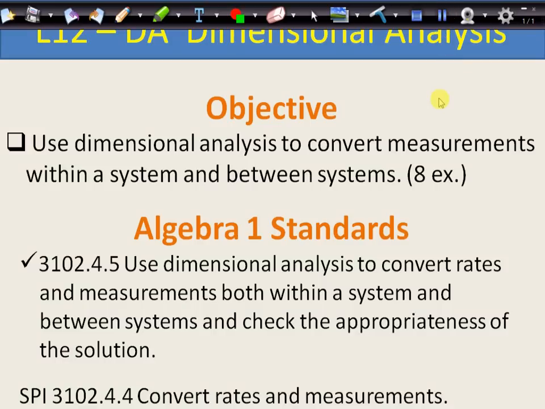Alright, today's lesson is chapter 12 and it's called Dimensional Analysis, and our objective is to use dimensional analysis to convert measurements within a system and between systems. Now we have other ways of actually converting measurements that you've probably seen before. However, today we want to use the specific method of dimensional analysis. So you have to use the method that we're going to show you to convert measurements today.